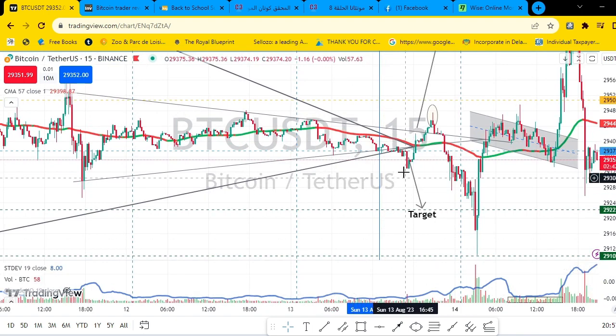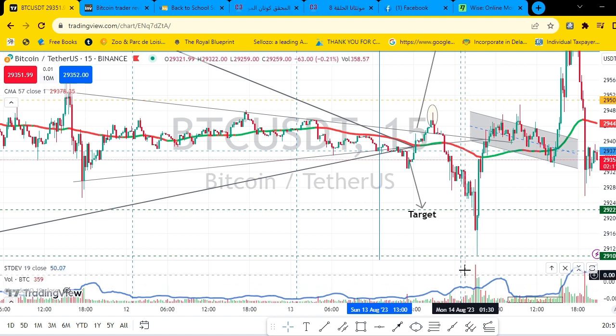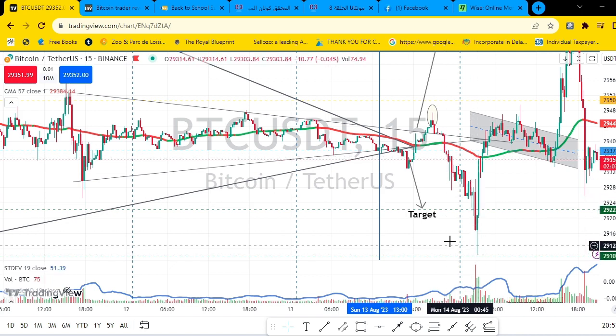The volume was not significant right here. That's why there was no real momentum. The standard deviation showed us the reality of the move. And after the market got enough momentum, the price went down and the volume started getting higher, and the standard deviation also showed us that the real move was happening. That is why the market went down and hit our targets.